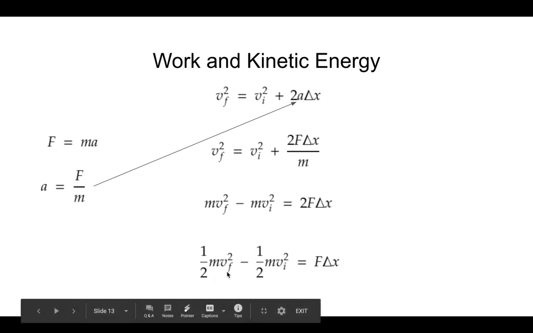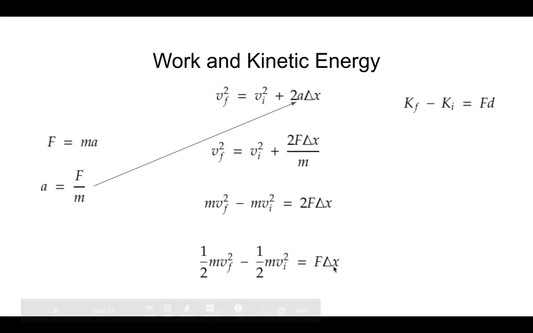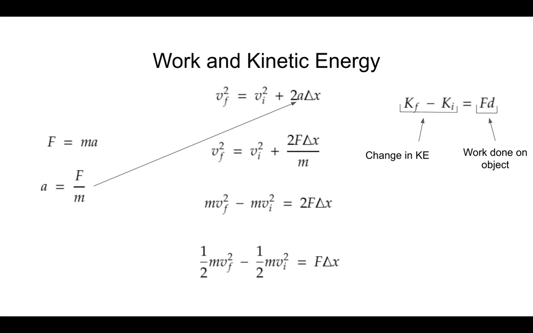So you can see that this is final kinetic energy minus initial kinetic energy equals force times displacement, which is just work. So again, this is our change in kinetic energy. And then this right here is the work done on the object. So that's where this equation comes from. This is the work-kinetic energy theorem.